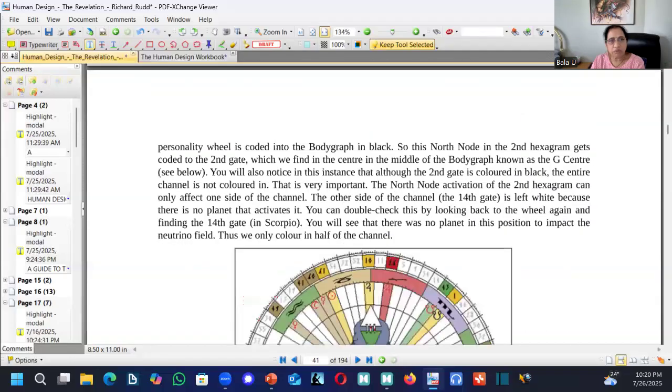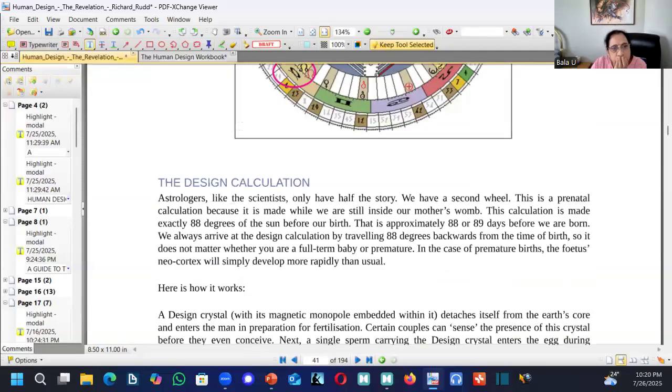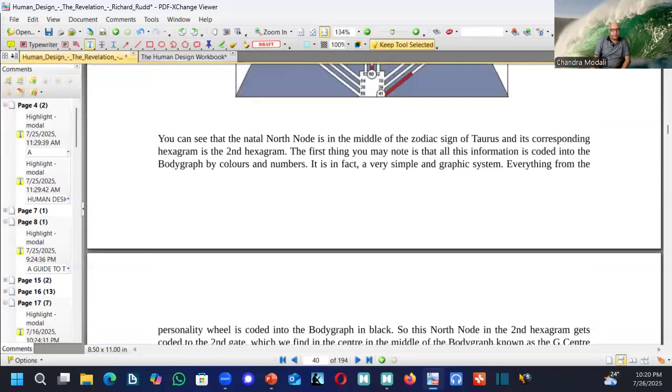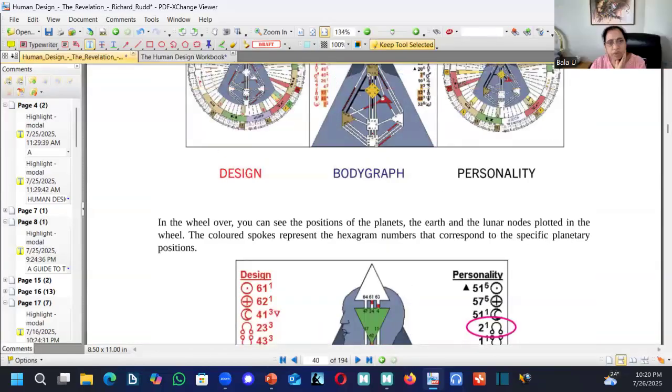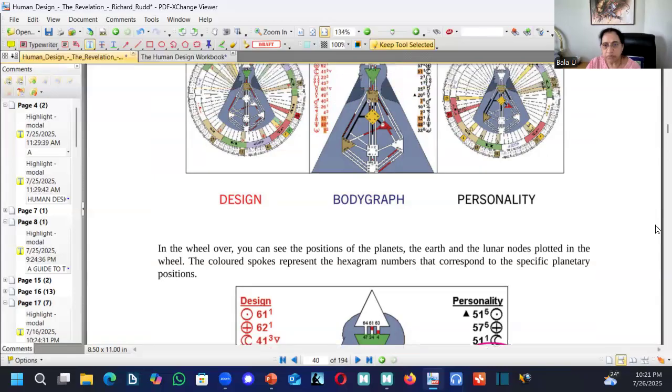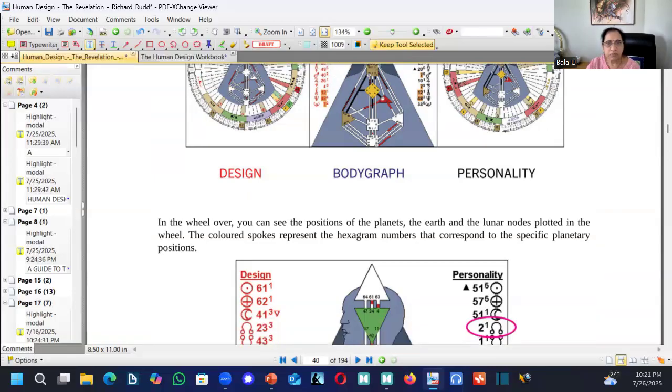In the wheel, we can come to the design calculation next. In the wheel over here, you can see the positions of the planets, the Earth and the lunar nodes plotted in the wheel. The colored spokes represent the hexagram numbers that correspond to the specific planetary positions.